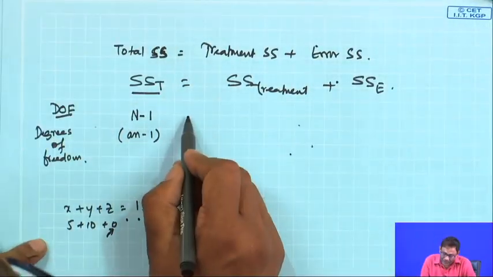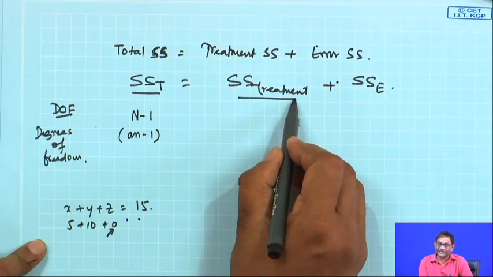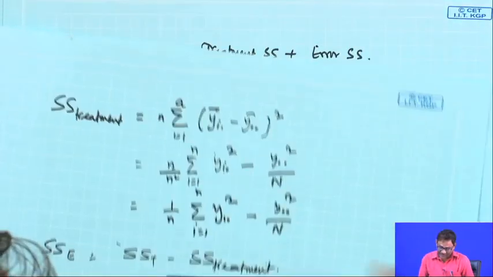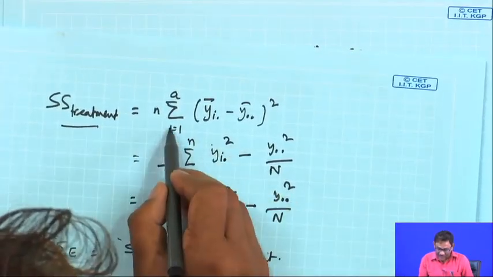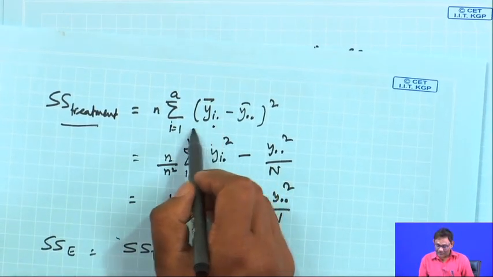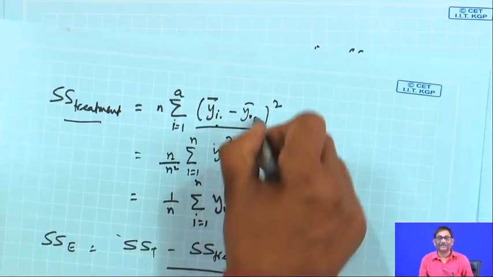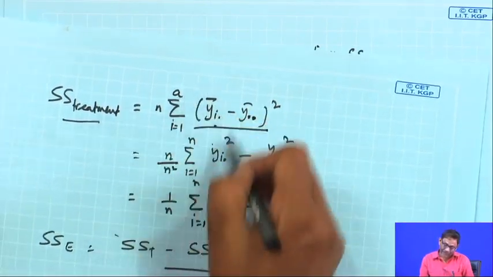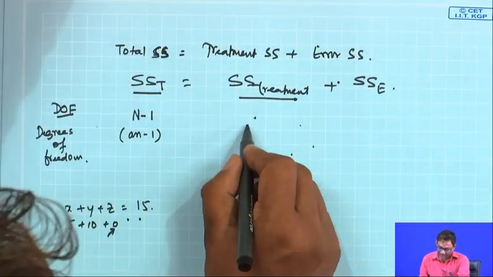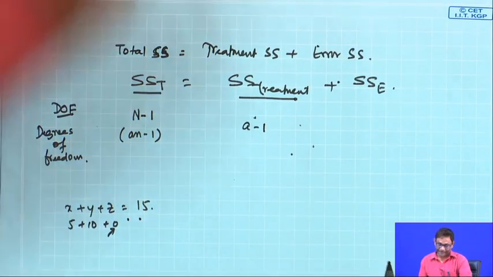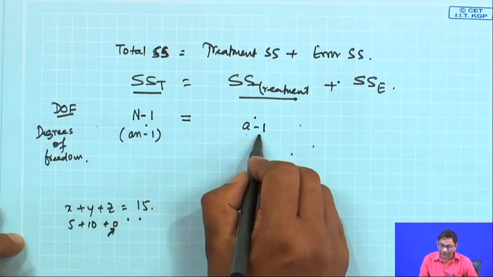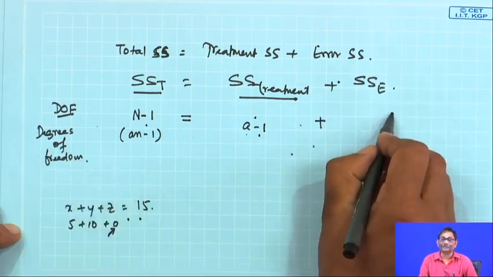Now, what about SS treatment? How much data are you actually enjoying when you are calculating SS treatment? When you are calculating SS treatment, you have a number of observations, only this i equal to 1 that is varying. So, a number of observations, and again the grand mean is computed, which also comes from these a means. So, 1 degree is lost. That means you have here a minus 1 degrees of freedom. Then N minus 1 degrees of freedom here equals a minus 1 plus the degrees of freedom for error also.